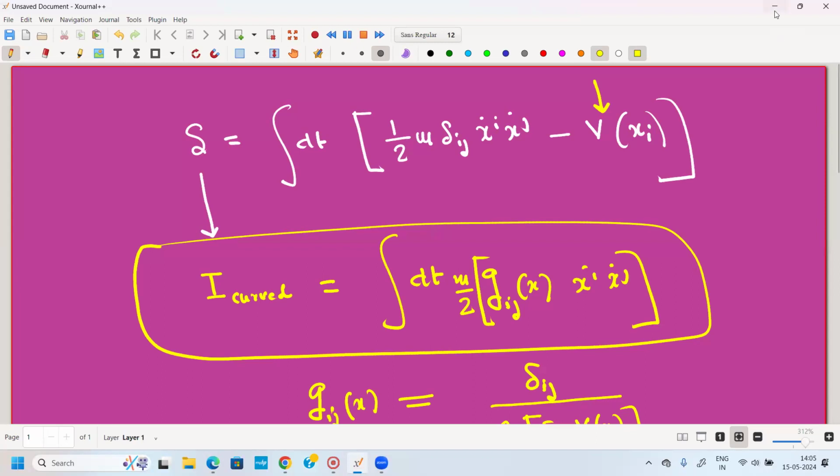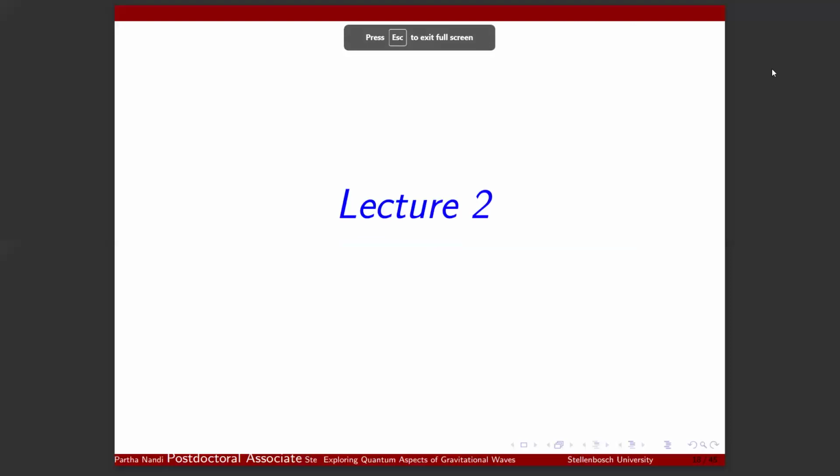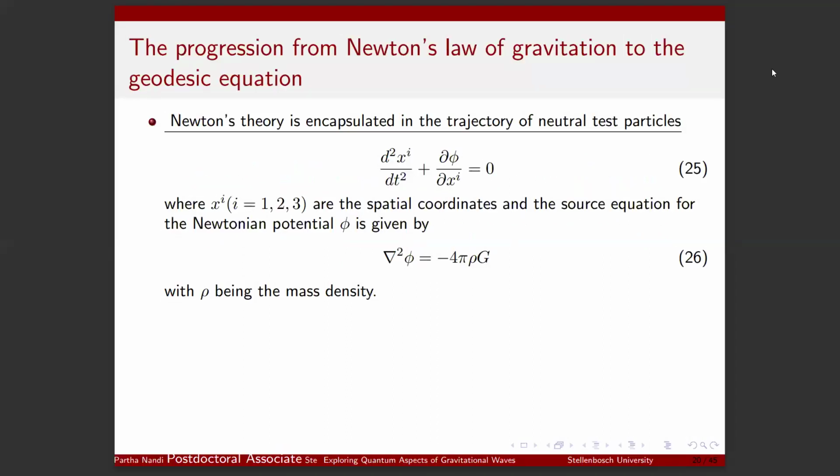So this was our observation. But now, today I am going to discuss the generalization of this concept. I am going to discuss a brief overview of linearized gravitational waves and their interaction with non-relativistic particles. But before going into the technical details of gravitational waves, let me just introduce some brief ideas of Einstein's gravitation theory. Let us start from a very basic standpoint.